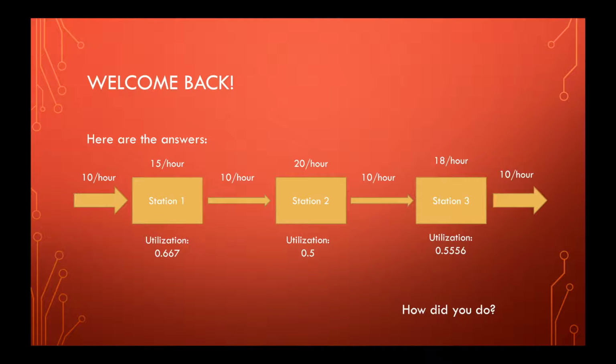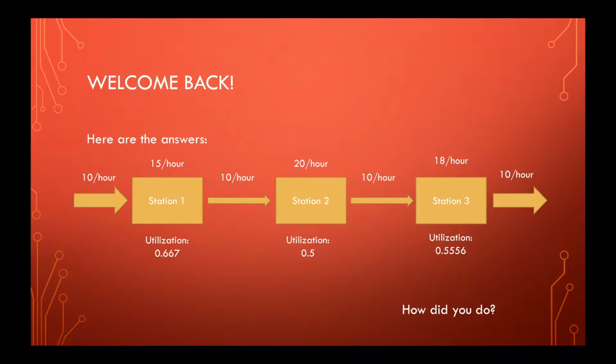So welcome back. So here are the answers to our first system example here. For station 2, you can see that the utilization is 0.5, and you can see that our processing rate was 20 an hour, and the arrival rate from station 1 was 10 an hour, so our utilization is 10 over 20, or 0.5. Because our station 2 can process 20 parts per hour, and only 10 arrive per hour, we know that all 10 that arrive are going to be processed in that hour. So there's 10 an hour that are going to move to station 3.